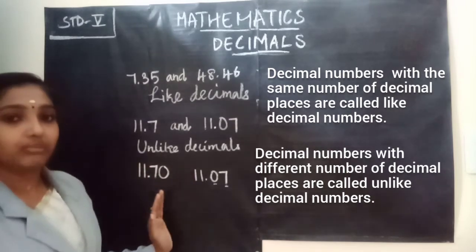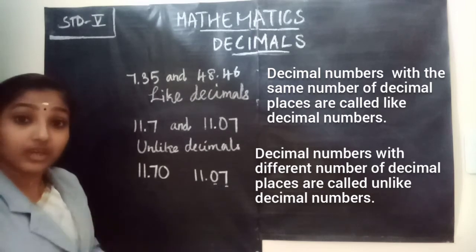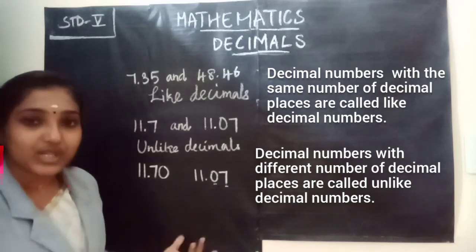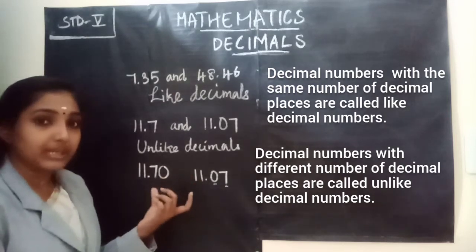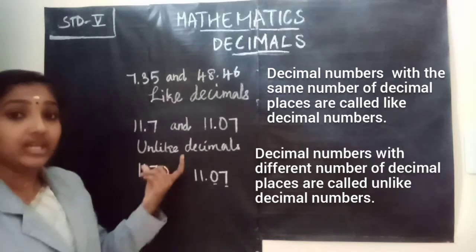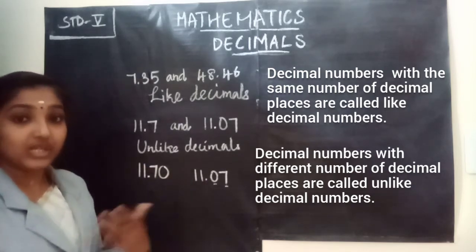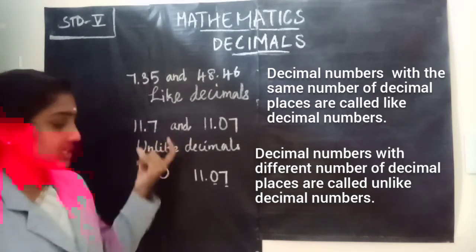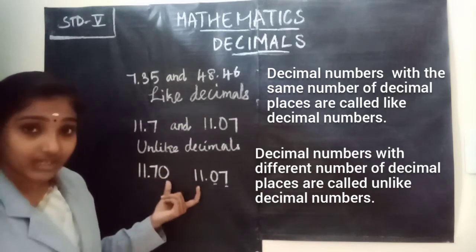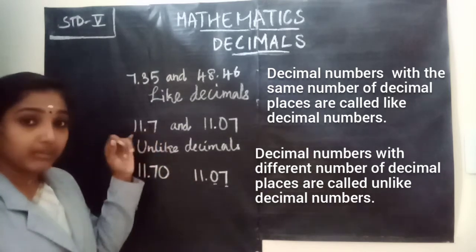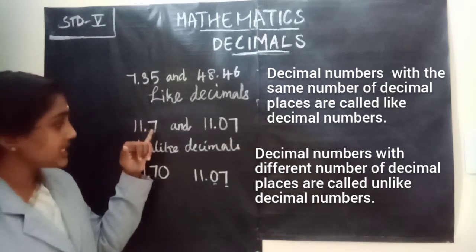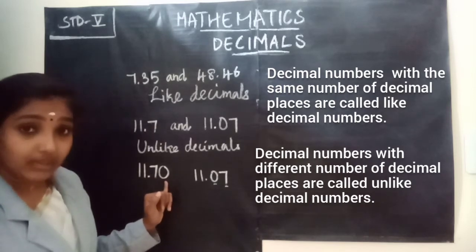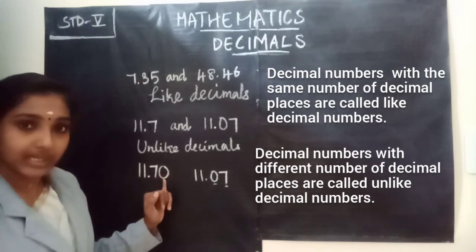Okay. So now both these decimal numbers have an equal number of decimal places, right? Both have got 2 decimal places. So what we can say is that these decimal numbers have changed into like decimals. What we have done here is converted unlike decimal numbers into like decimals. For that, we have taken the decimal number with the least number of decimal places and we have put a 0 at the extreme right end of this decimal number.